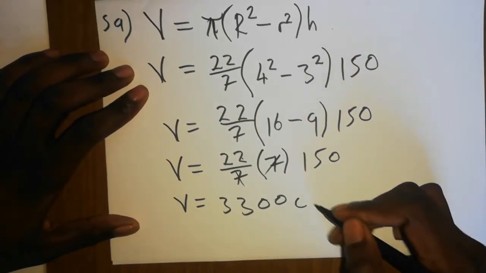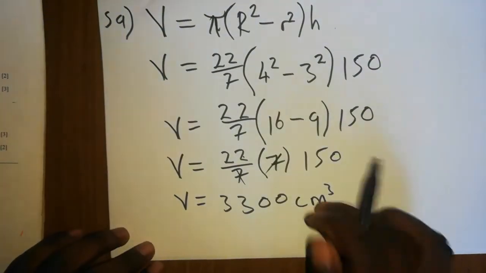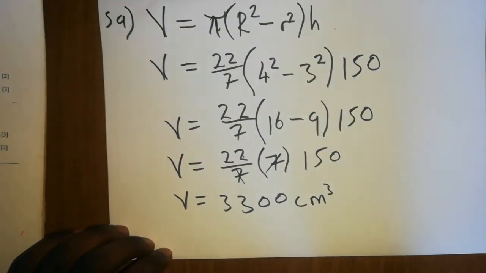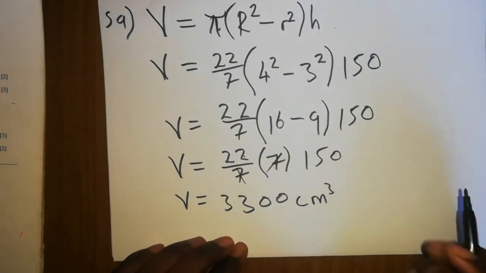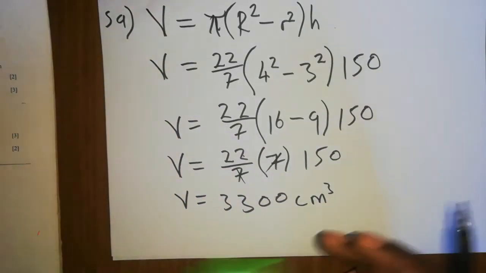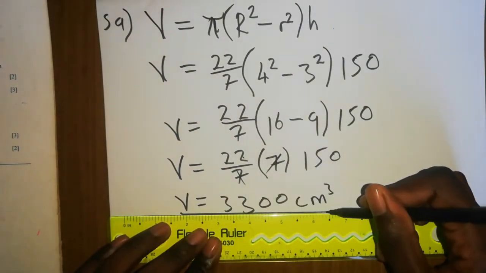Since you were looking for the volume, you now consider your what? Your units. So this is your final answer. So you have obtained the value of V. So the volume is 3,300 cubic centimeters. That is our final answer. I have substituted it for you.